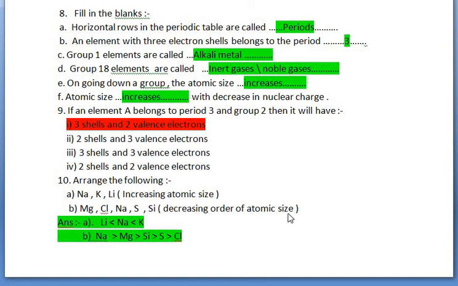Understand? Now in the decreasing order of atomic size, in the B part, they all belong to the same period, that is period number 3. Now sodium, magnesium, silicon, sulfur and chlorine. Sodium atomic number 11, magnesium 12, silicon 14, sulfur 16 and chlorine 17. As we are moving across the period, left to right, atomic size decreases. So the decreasing order is sodium the highest, then magnesium, then silicon, then sulfur and then chlorine. Okay, understand this thing.